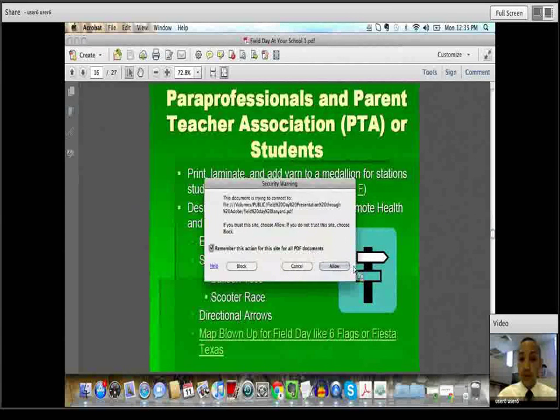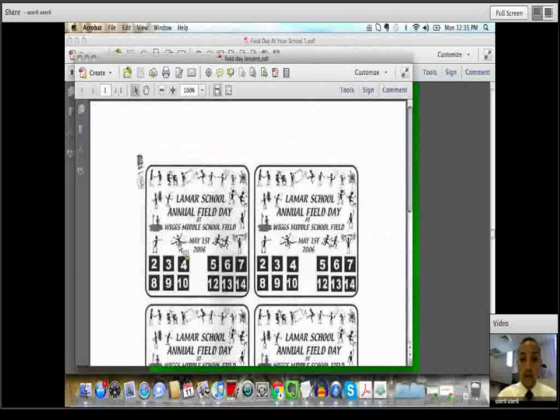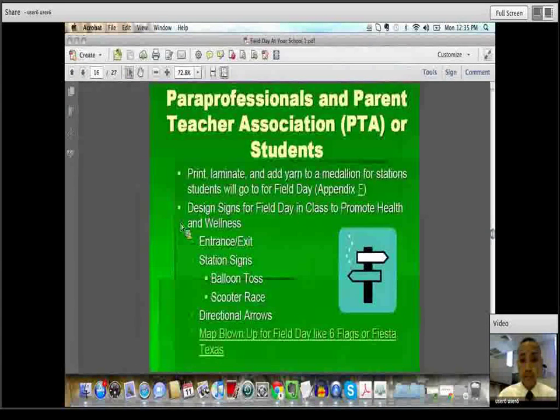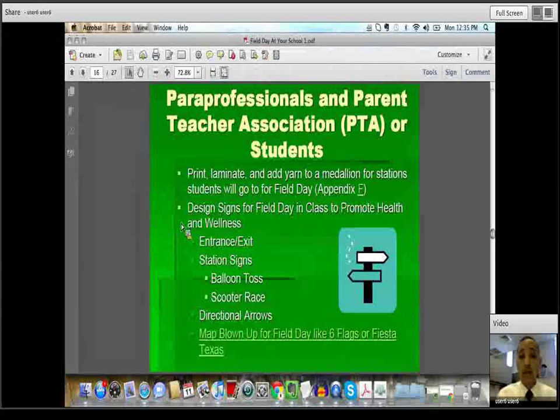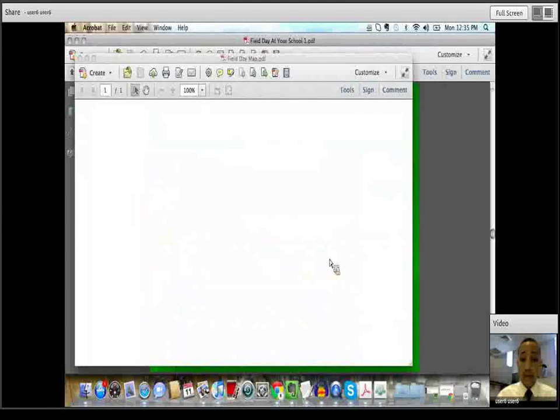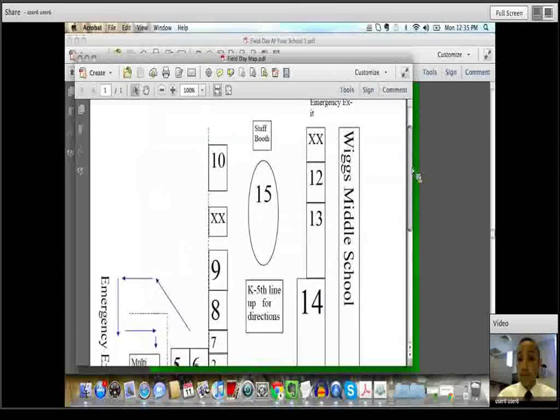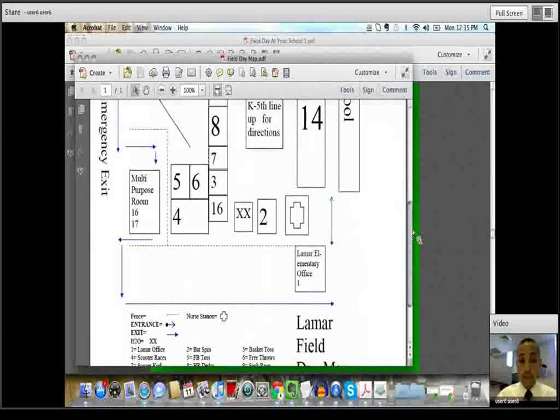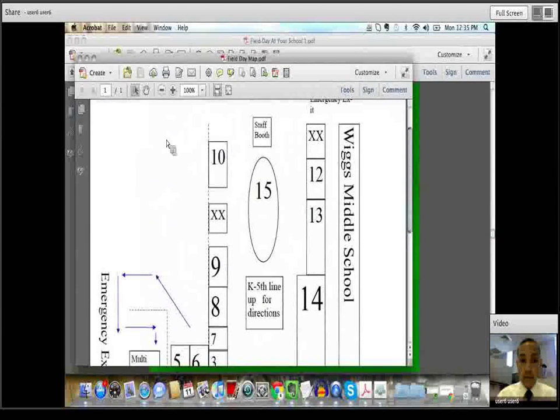Let's take a look at the medallion. The medallion has the various stations that the students would go to the day of the field day. And a hole punch would designate that the student has already been to the particular station. Other individuals on campus can design signs for the field day to promote health and wellness based upon the map. This can be a component of an art lesson for creativity.